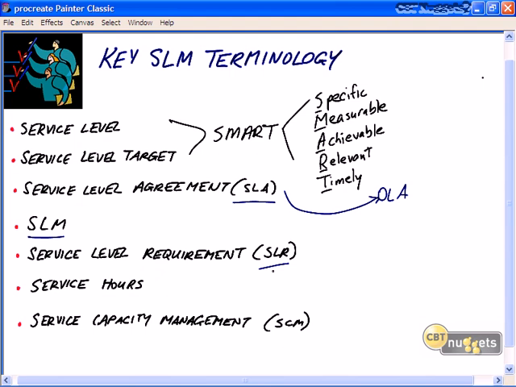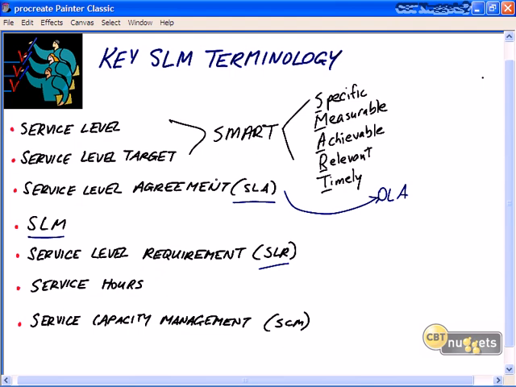SLR stands for Service Level Requirement. A service level requirement is basically a requirement for the customer. It's a customer requirement for a certain aspect or a certain area of an IT service. For example, as a service provider, you might provide hardware and software solutions, but the customer is going to provide the training. Or the customer would provide the hardware and software, and you're going to provide the tech support and the service desk.